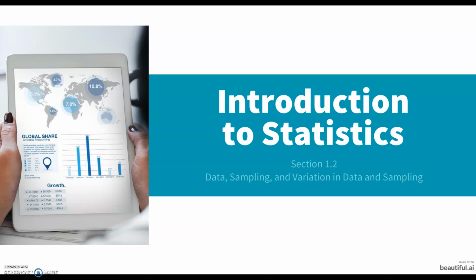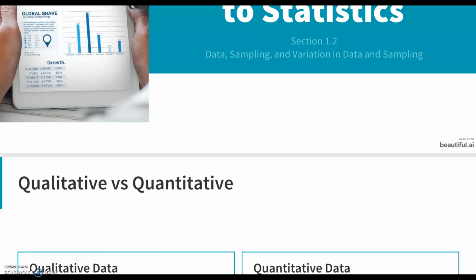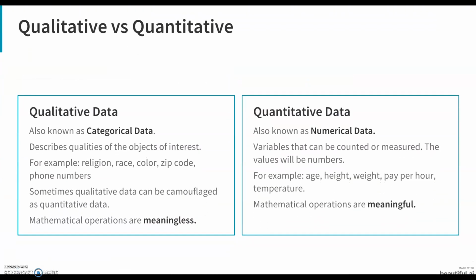Okay, in section 1.2, we're going to be talking about data, sampling, and variation in data and sampling. Okay, first thing is qualitative versus quantitative. Qualitative data is also known as categorical data. So it describes the qualities, which is the root word for qualitative, quality, of objects of interest. So that's like religion, race, color, zip code, and phone numbers.